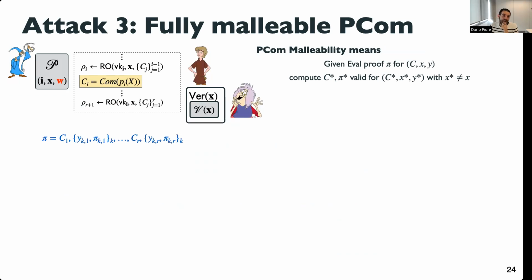Yeah. Okay, and then I want to show a third attack that would work regardless of the polynomial IOP protocol. It is based on the possibility that the polynomial commitment is malleable. I'm not saying that polynomial commitments have to have this malleability, but I want to show that if they are malleable, then this is a problem. So first of all, what does polynomial commitment malleability mean? For this slide, we're assuming that given an evaluation proof pi that is accepted for commitment C, point X, and output Y, you can compute another commitment C star and another proof pi star that are valid for C star, X star, and Y star, where X star is different from X. And Y star, we don't care, maybe the same, maybe not.